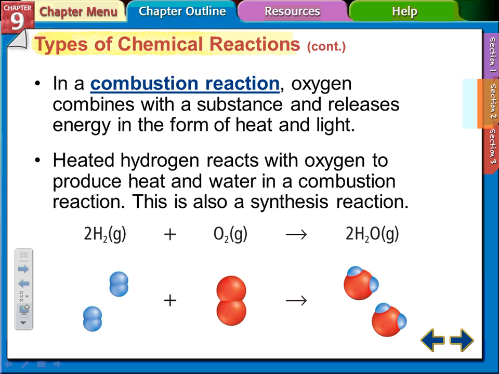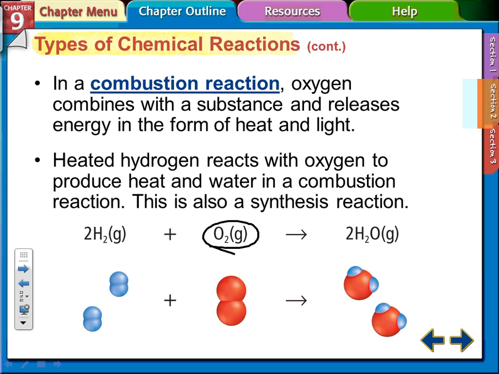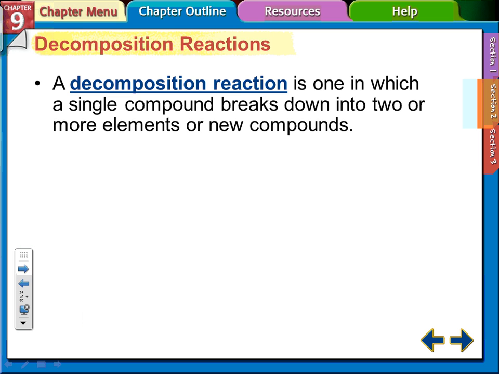We call it a combustion because the hydrogen and the oxygen combine together to create water. Notice that the hydrogen is a diatomic molecule, and so is the oxygen. They combine to create two water molecules, and because we're using oxygen, just O2, that's classified as a combustion reaction.